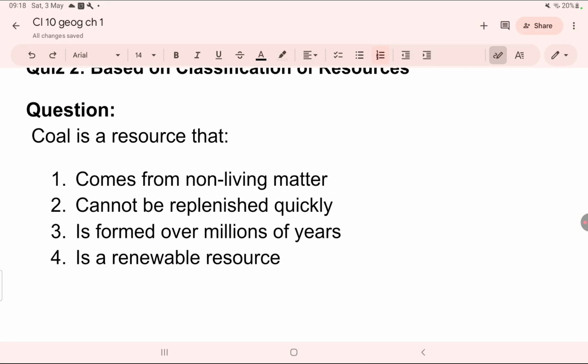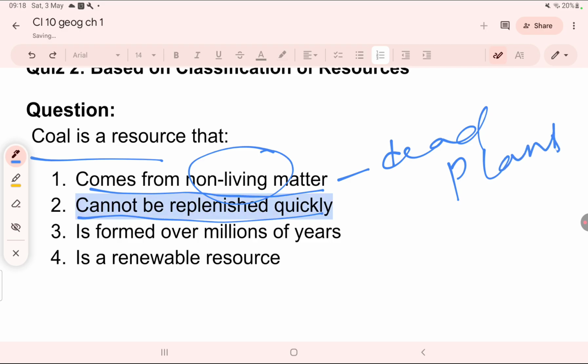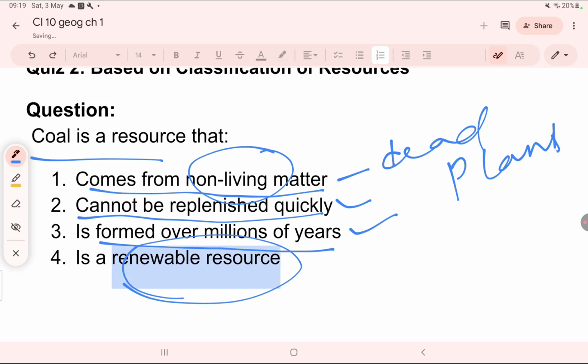Let us solve it. Coal is a resource that comes from non-living resources. Correct? Because it comes from dead plants. Cannot be replenished quickly. Yes, right. It takes millions of years to form, more than the human cycle. That is why it is called non-renewable. Is formed over millions of years. Yes, it is correct. Is a renewable resource? No, it is not correct. As we have seen, it takes millions of years, more than the human life cycle.